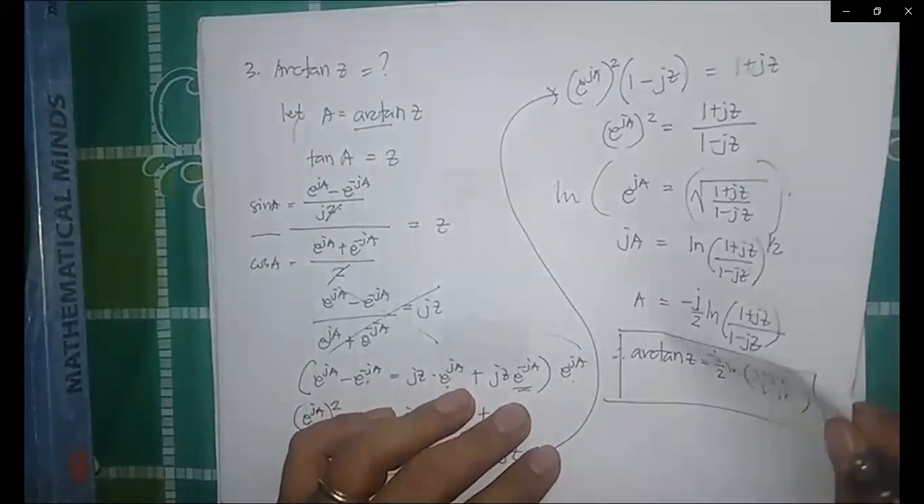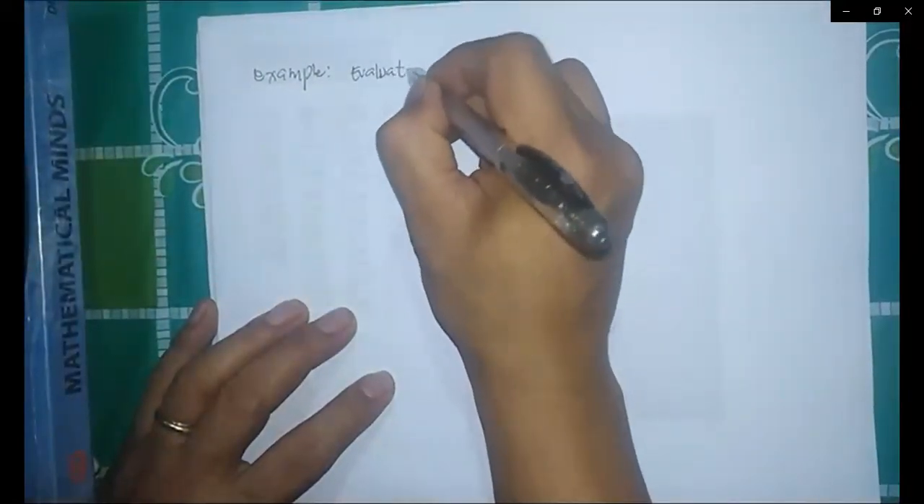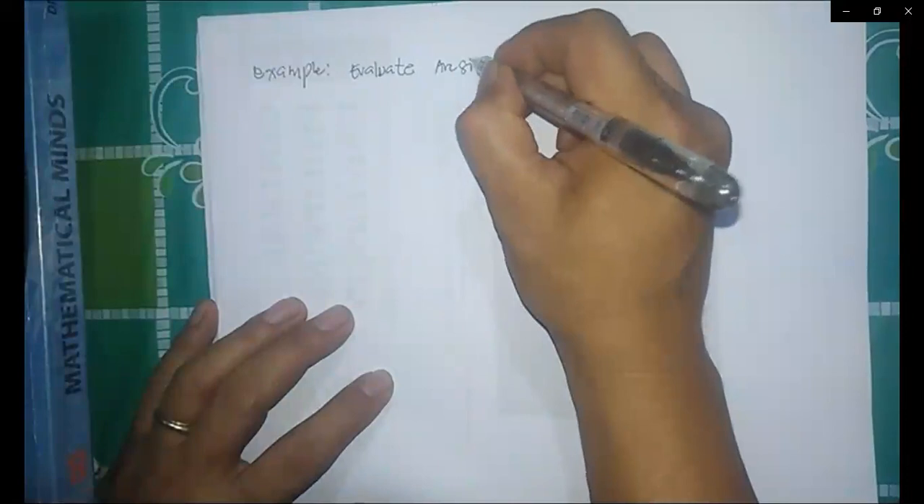Now we go to some exercises or example problems. We will start our example by evaluating the value of arcsine of j3. So for our first example, we are going to solve or evaluate the arcsine of j3. Okay. Now this time we are going to use the long method.